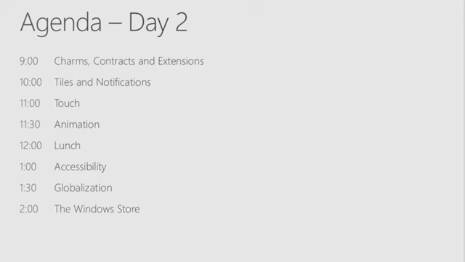Okay, so here's our day 2 agenda. We'll start off the day tomorrow talking about charms, contracts, and extensions. So how do you integrate features of your app into the Windows 8 experience, like search and share and settings? From there, we'll talk about tiles and notifications. And that will cover your app's experience from the start screen of Windows 8.